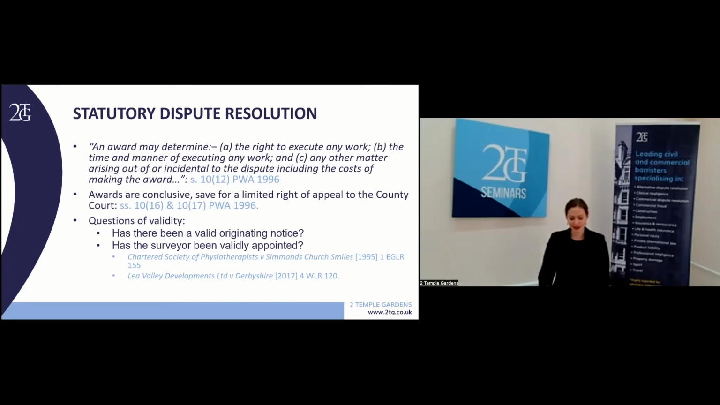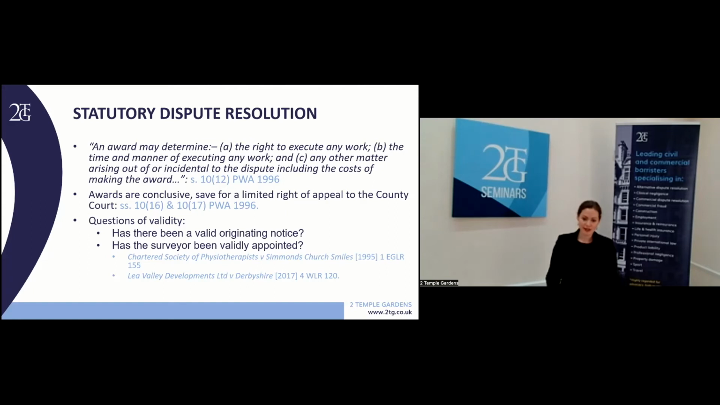And second, issues of validity might also arise where it's clear that the Act is engaged, but the question is whether the surveyor has been properly appointed. For example, they might not have been appointed in writing as required by the Act, or they might have been appointed by the wrong person.